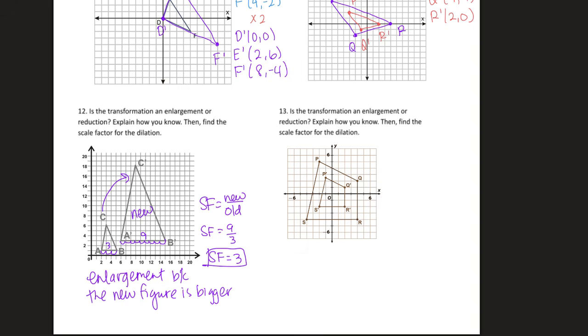All right, looking at number 13. Again, I'm looking for my prime notation. So my prime notation is on the smaller figure. So this is going to be a reduction because the new figure is smaller.